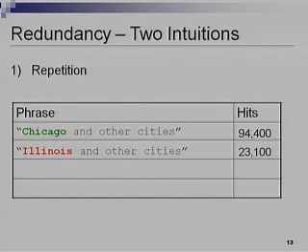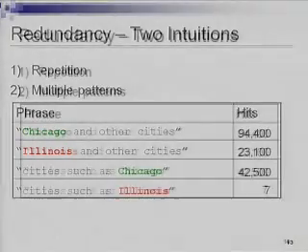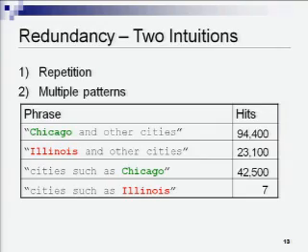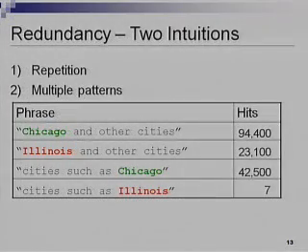But you'll notice that "Illinois and other cities" actually occurs a lot more frequently than you might think, right? And that's because of sentences like "Springfield, comma, Illinois and other cities," right? So if we look at a different pattern that doesn't have that particular failure mode, we can do a much better job of determining which of Chicago and Illinois is a real city. So those are the intuitions.